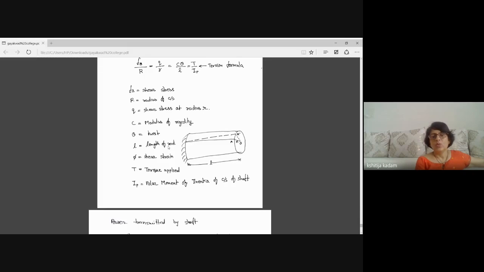L is the length of rod. Phi is the shear strain. That means angle A, this angle on the left side, the angle which is created is shear strain. T is the torque applied, and IP is polar moment of inertia of cross section of the shaft. Polar moment of inertia you have studied in engineering mechanics. It is moment of inertia perpendicular to the cross section. It is calculated using perpendicular axis theorem.